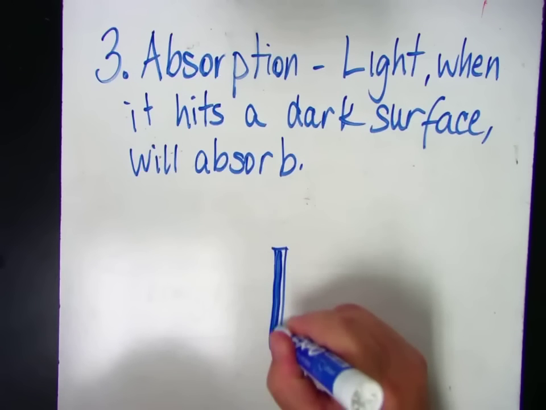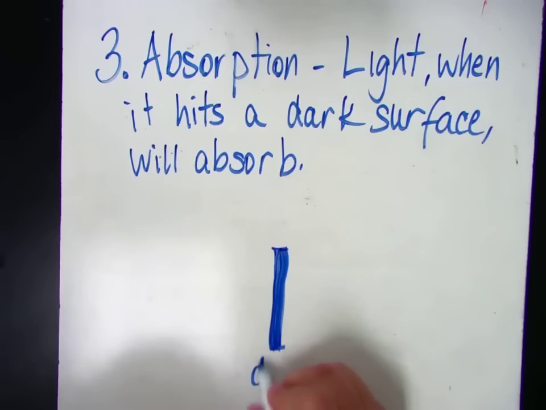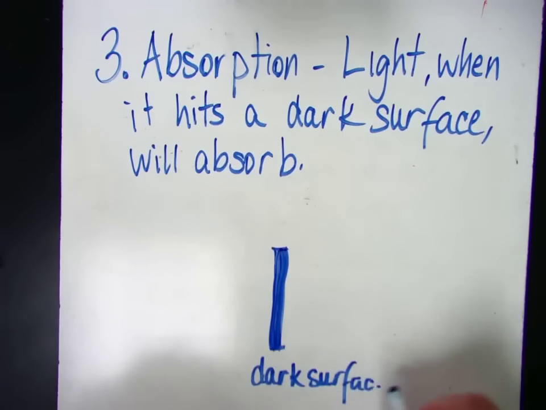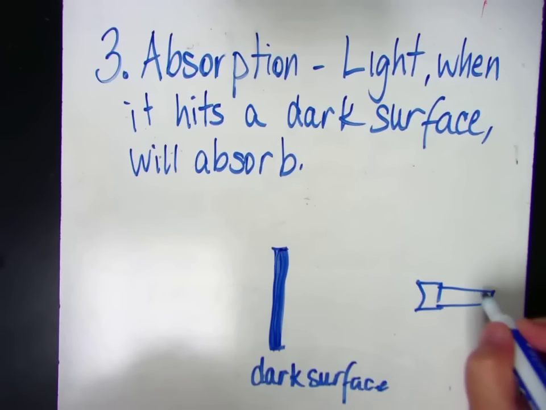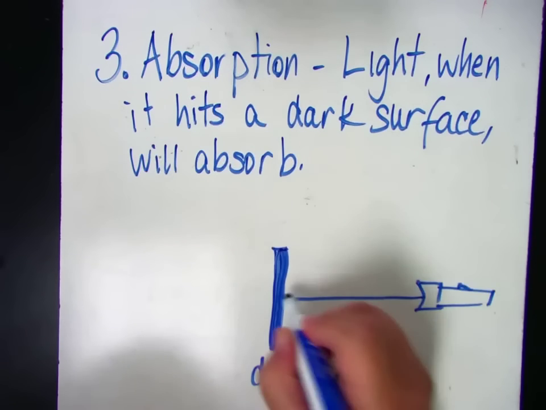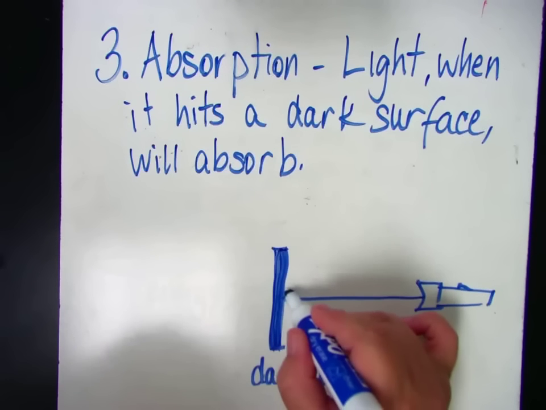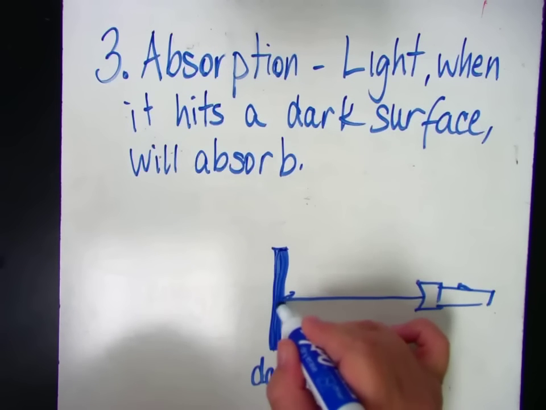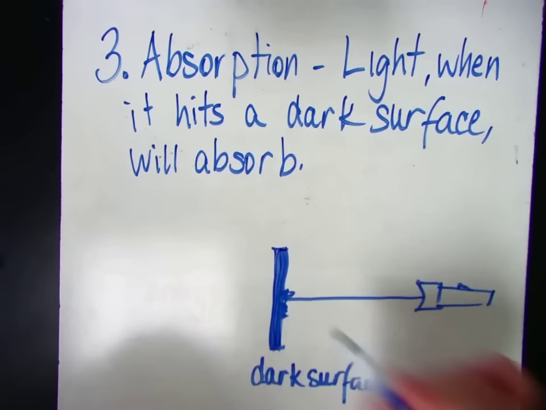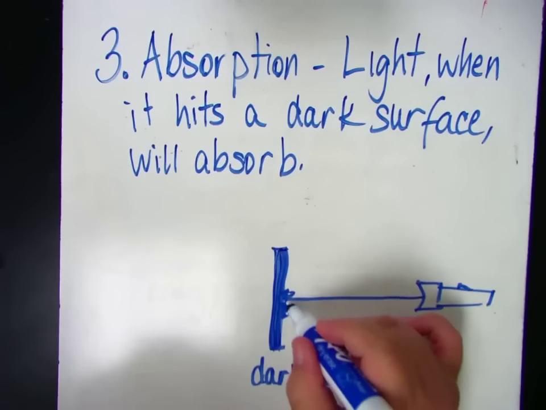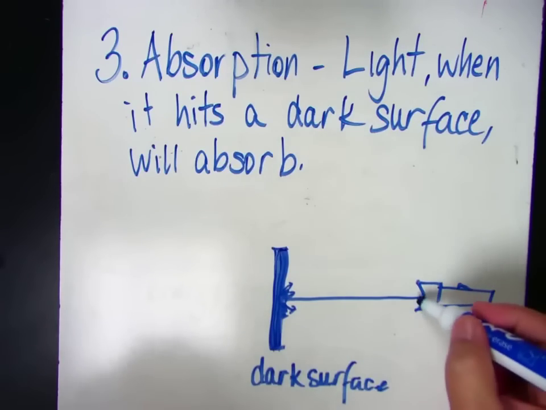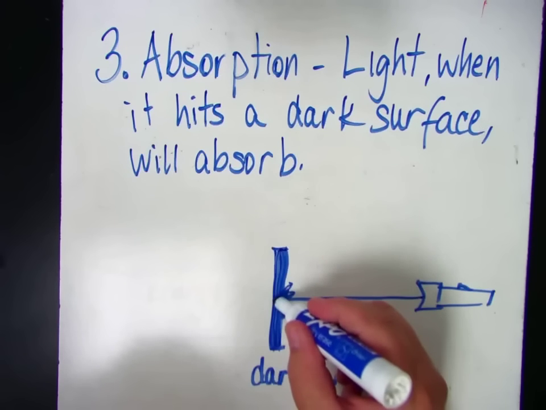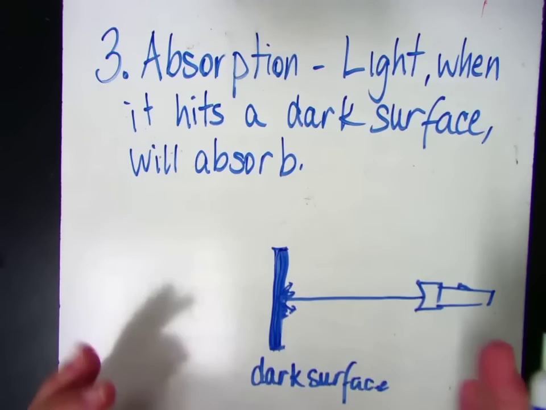And if you recall, when I shone the flashlight onto a dark surface, it was a black piece of paper if you remember in class, okay, and we call it a dark surface. The light comes in from the flashlight, and it doesn't bounce off. It may bounce off a little bit, but it mostly absorbs into the paper. So we'll get a tiny little bit of reflection, but not very much, because the nature of light is that when it hits a dark surface, it absorbs or stays in.